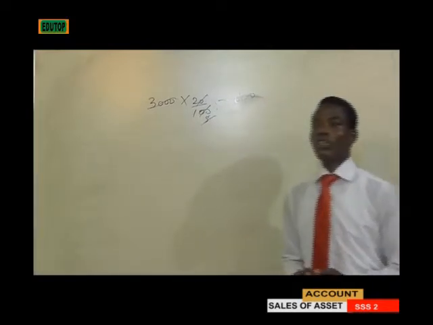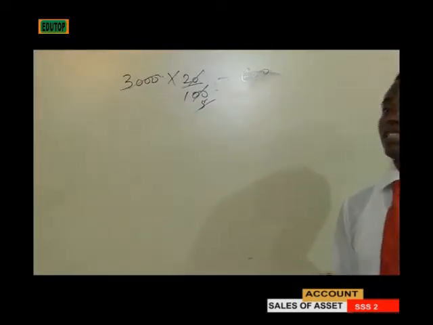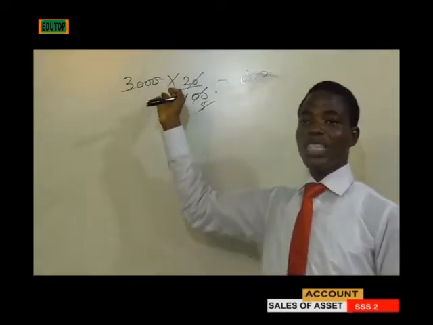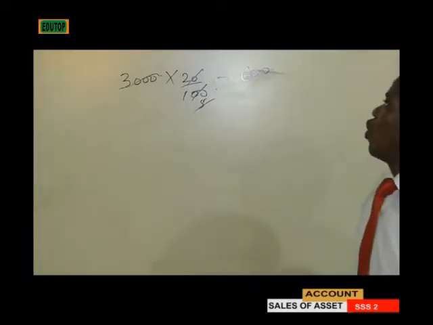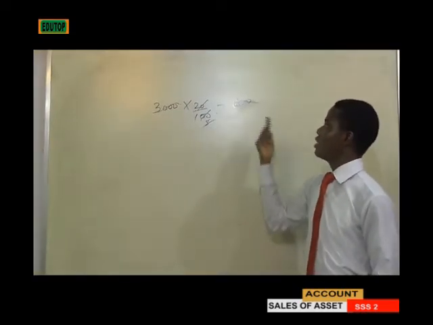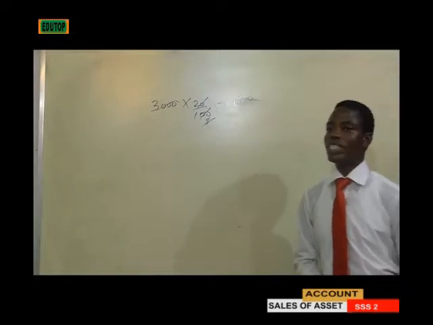So here 600 will be charged for good 4 years because it is 4 years, but you are given the depreciation at which you will be charged that cost. So the depreciation for the 4 years is 600. So this 600 will be charged for good 4 years.